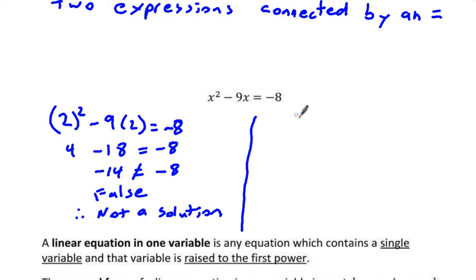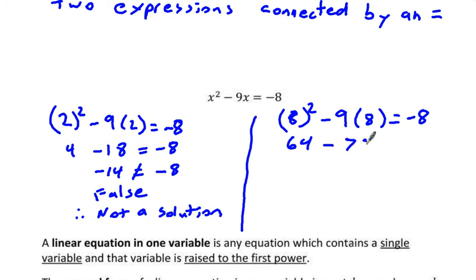If we were to substitute the value 8 in for x, 8 squared is 64, negative 9 times 8 is negative 72, and 64 minus 72 is negative 8. That equals negative 8. This is a true statement. Therefore, 8 is a solution.